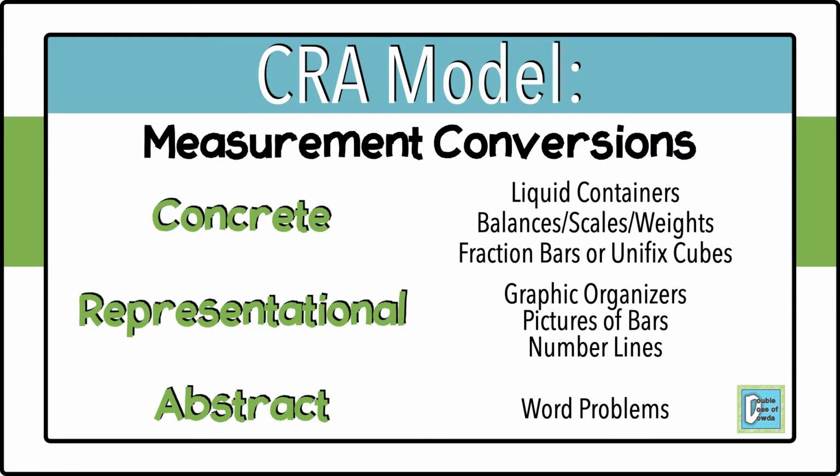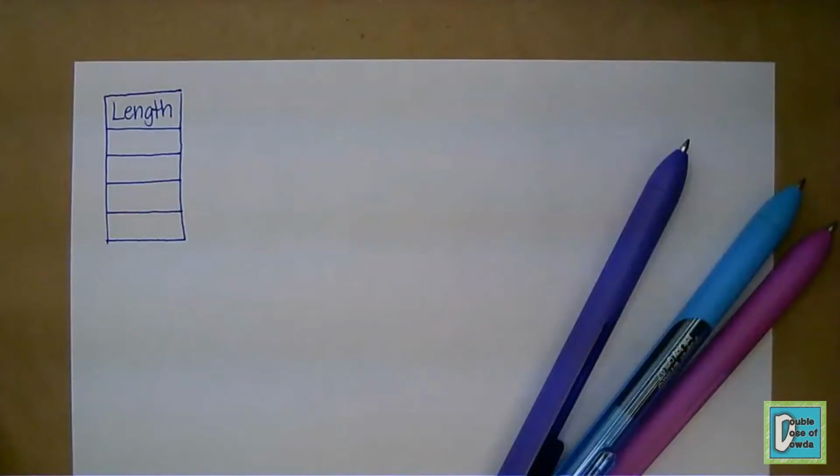Representational is the use of graphic organizers and pictures of bars. We're going to talk about that here in a moment and dive into each of these. And then lastly, for abstract, we're going to be focusing on an algorithm that students can use, as well as word problems and how they can solve those.